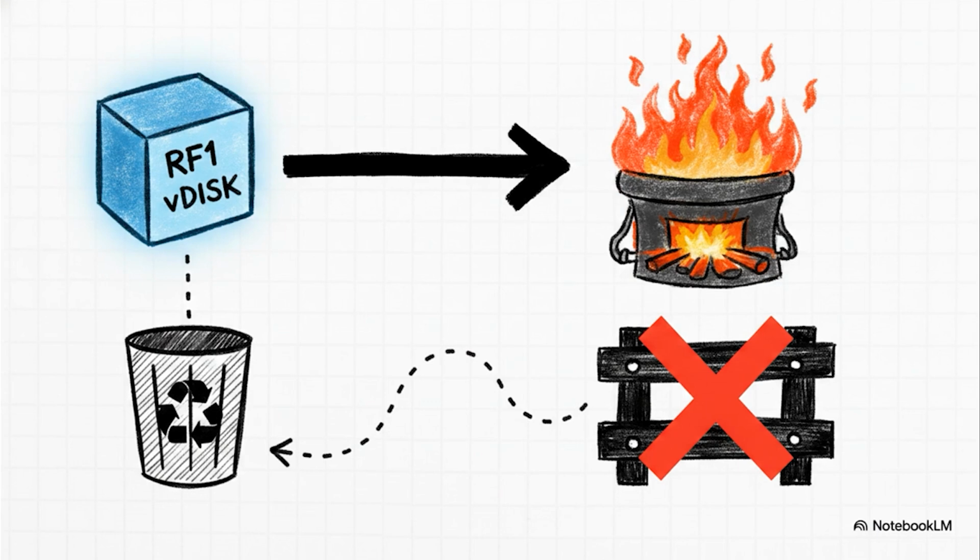And that brings us to a massive, destructive exam trap. Because RF1 has no safety nets, standard rules just don't apply. We all know and love the recycle bin for saving us from typos, right? Well, if you delete an RF1-enabled vdisk, it bypasses the recycle bin entirely. Boom. It is immediately deleted. There's no undo button. It goes straight to the void. Make sure you commit that specific exception to memory.